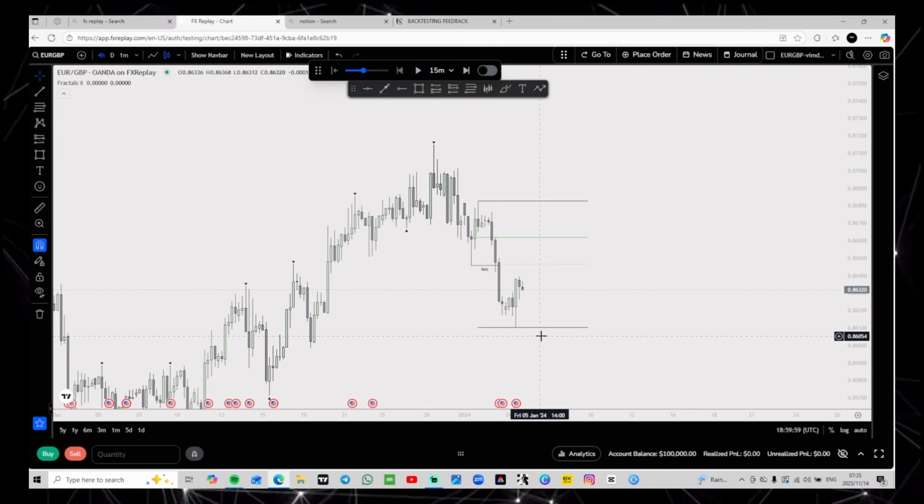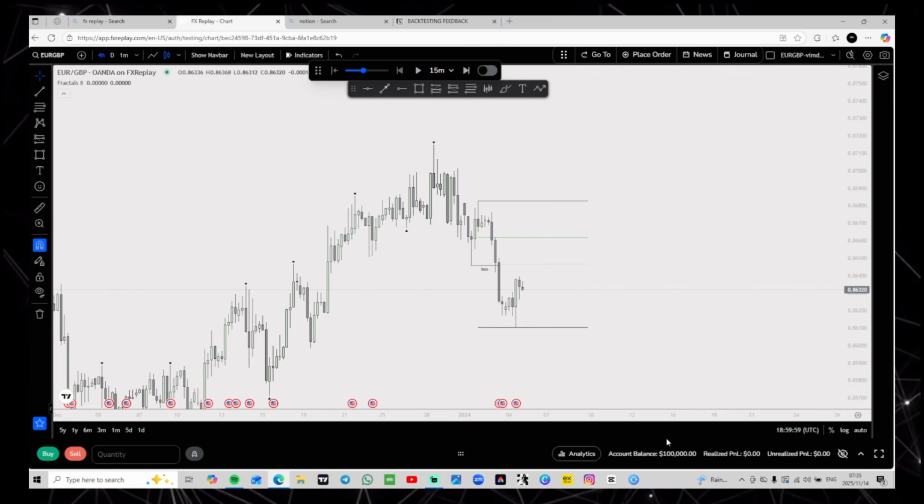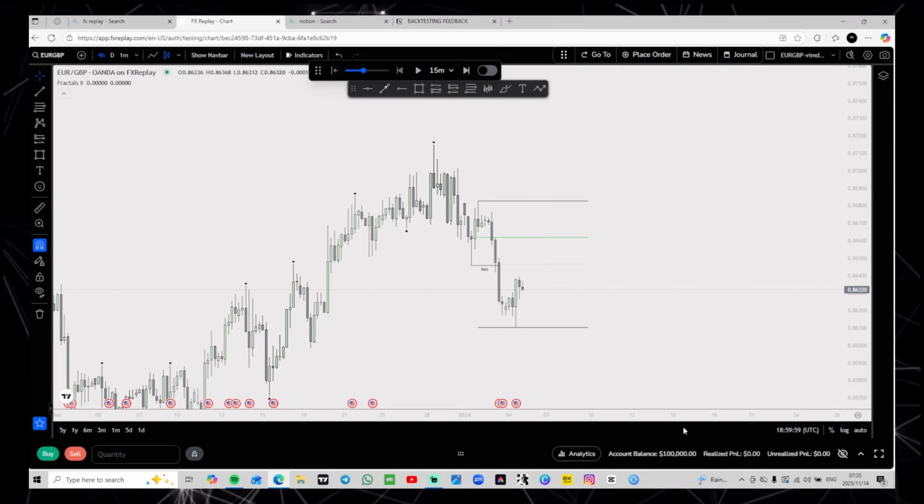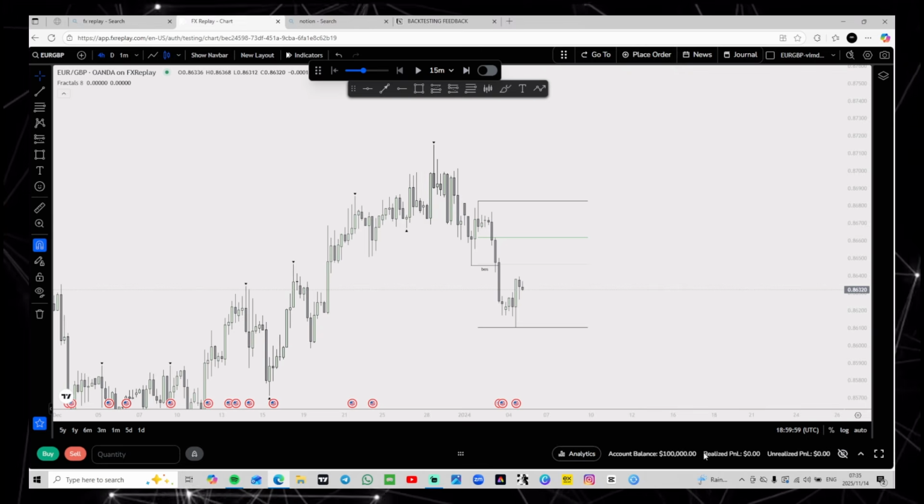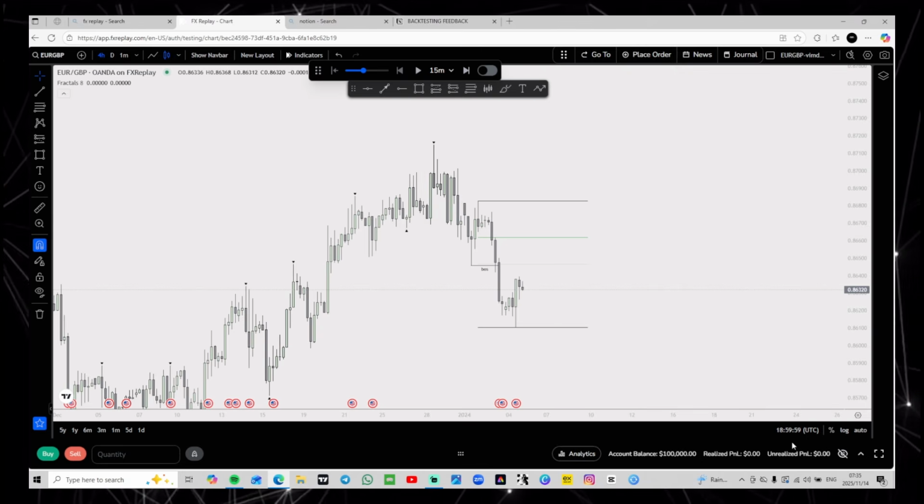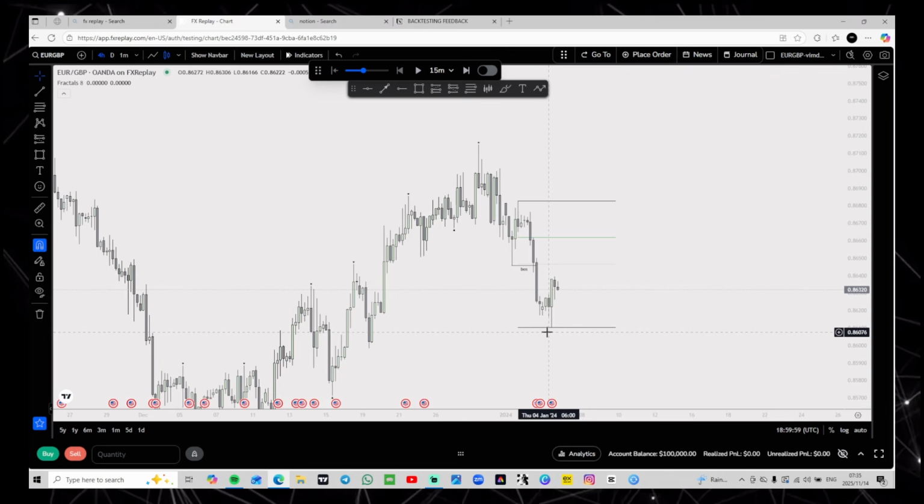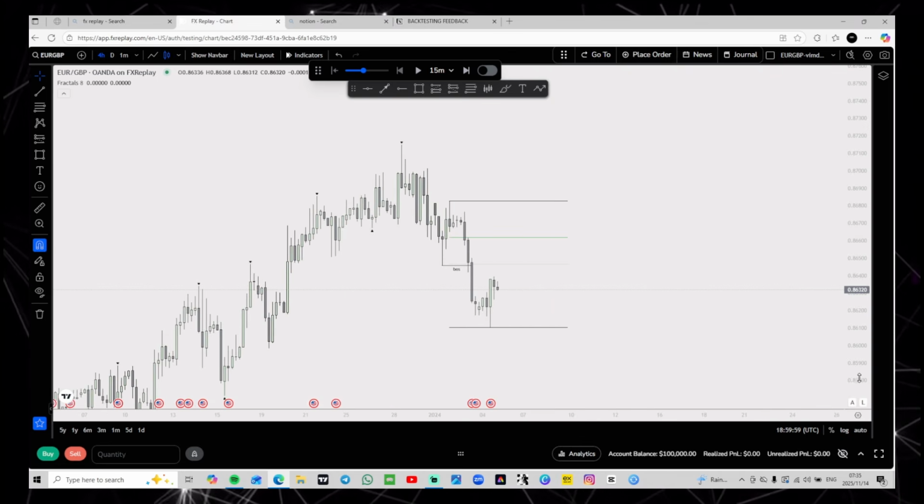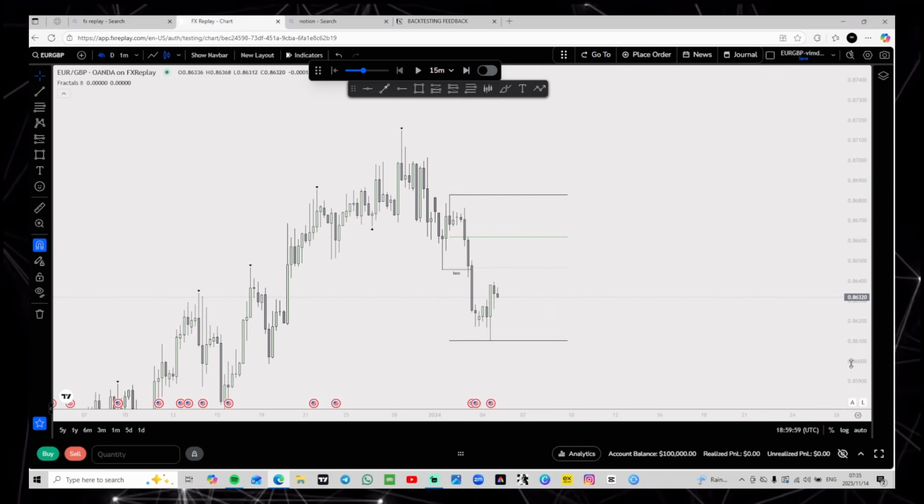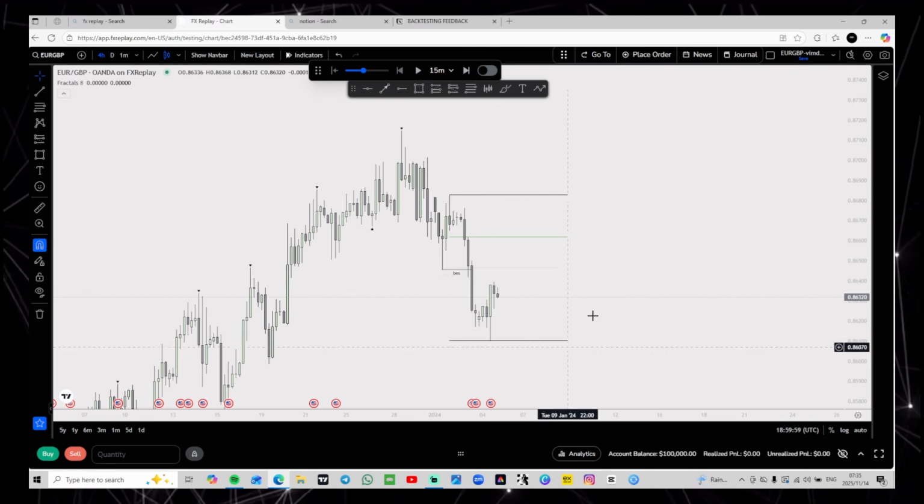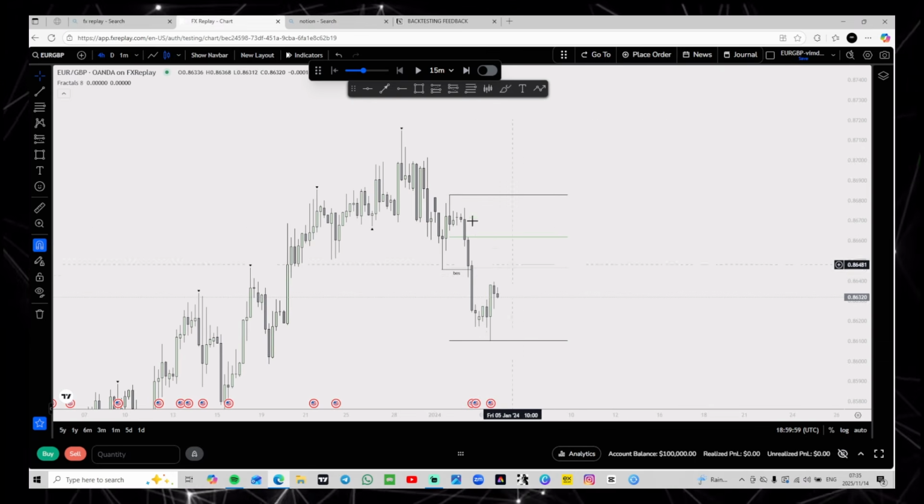Oh, and by the way, guys, on the bottom right corner of the screen you can see my account balance, my realized PNL and my unrealized PNL. With this trade, I'm not going to take it simply because we seem to be in a bullish market. Selling against the momentum is a real issue for me, so I'll wait for the second setup to form just to confirm the buys.